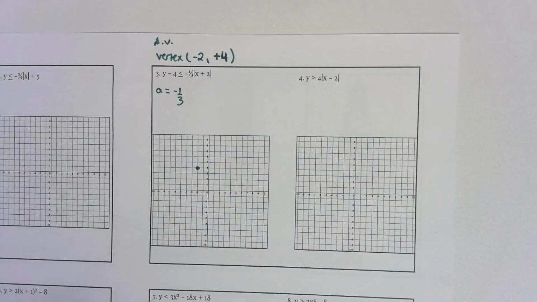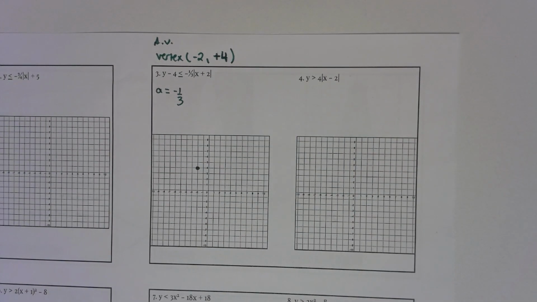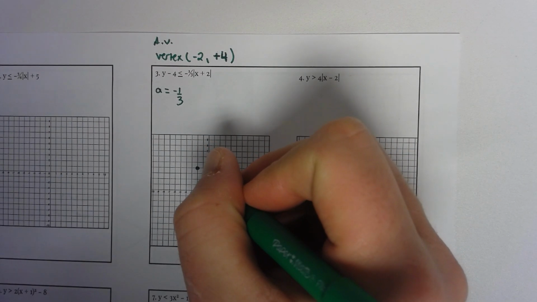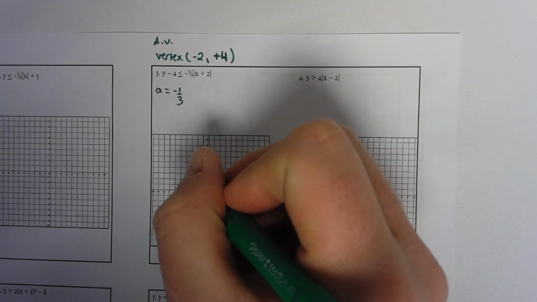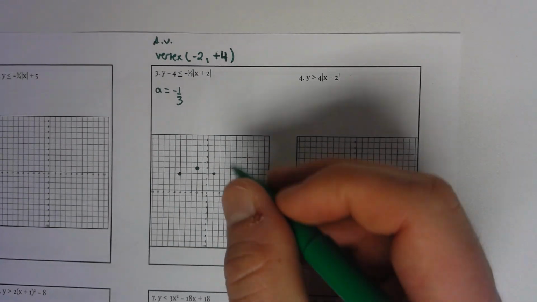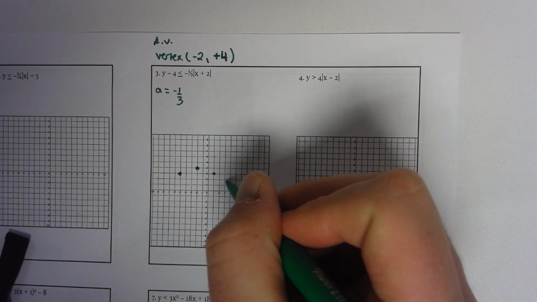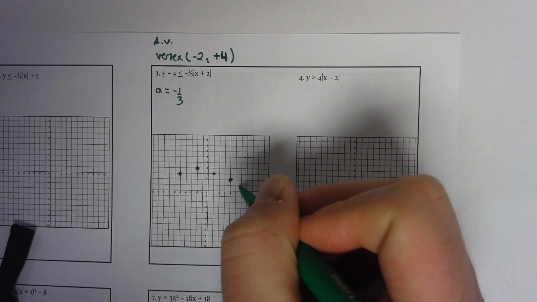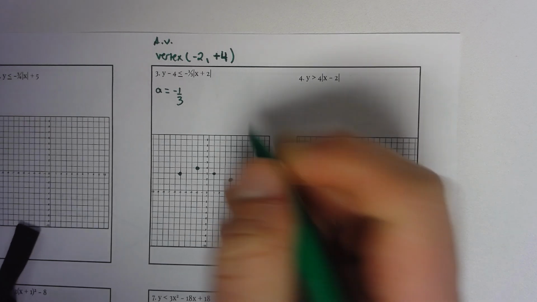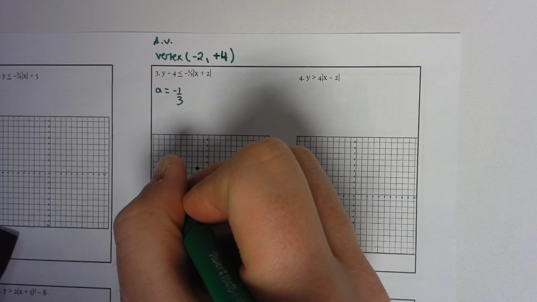And then using the slope of negative 1/3, I'm going to go down 1 and over 3 in both directions. Down 1, right, 1, 2, 3. Left 1, 2. Okay, and then let's keep using that slope so it spans the entire graph here. And down 1, left 1, 2, 3.